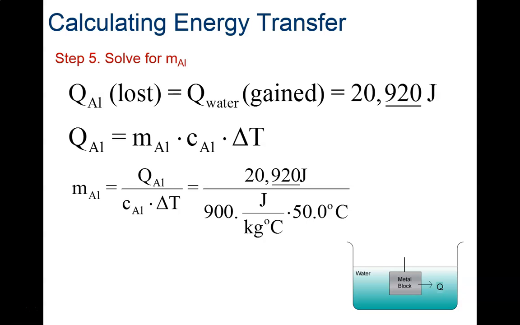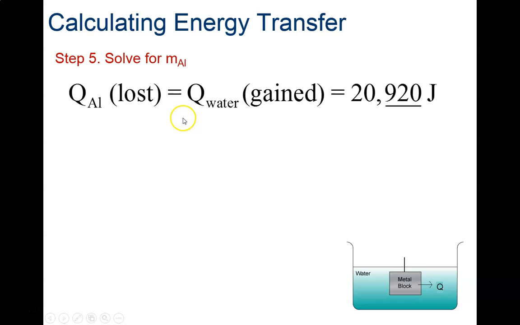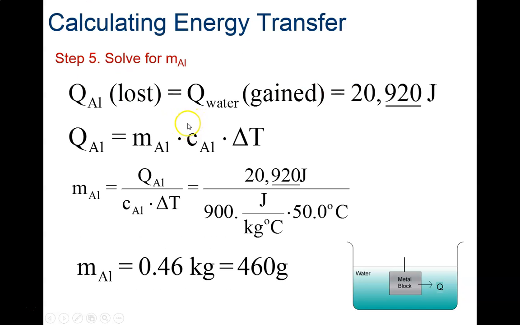Where did we get that 50 degrees C from? Well, we know that the aluminum started at 80 degrees C, and then it cooled down to 30 degrees C. So that's where the delta T comes from, that 50. And this is where the heat capacity for aluminum came from, 900. Notice that 900 for aluminum is quite a bit smaller than that of water. And what we get is 0.46 kilograms, or roughly 460 grams.